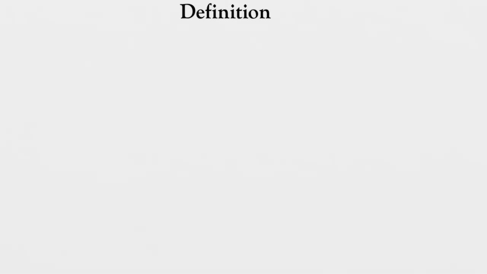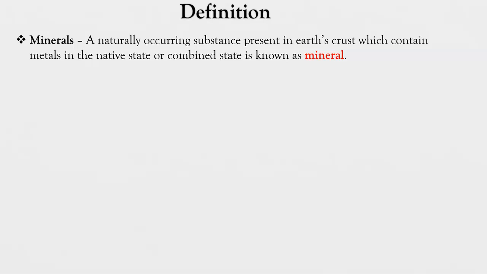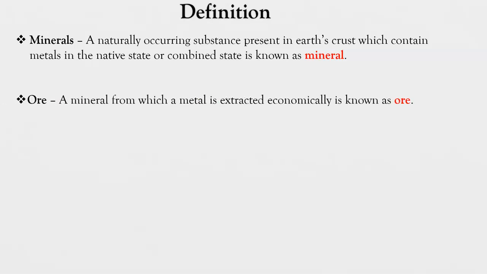Let us begin with the understanding of the terms involved in metallurgy. The first being minerals. A naturally occurring substance present in Earth's crust which contains metals in the native state or combined state is known as mineral. Then it is the ore. A mineral from which metal is extracted economically is known as ore.